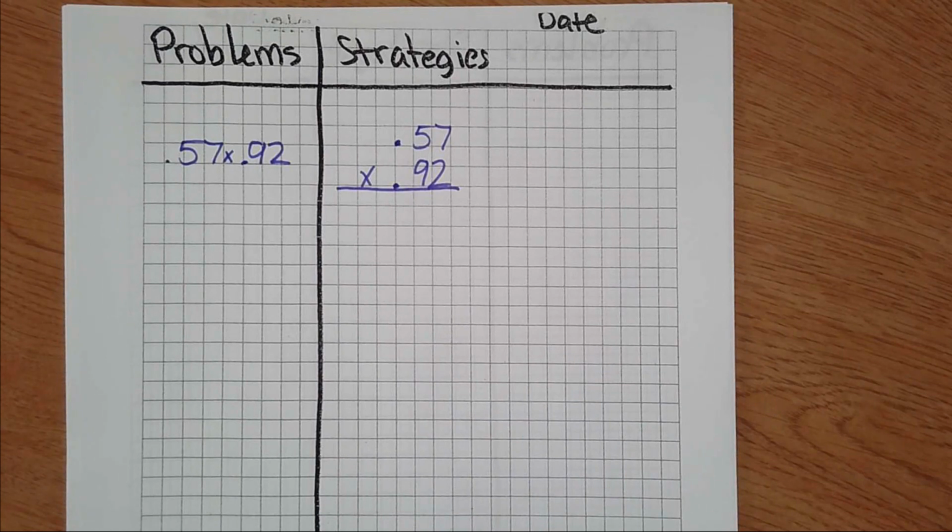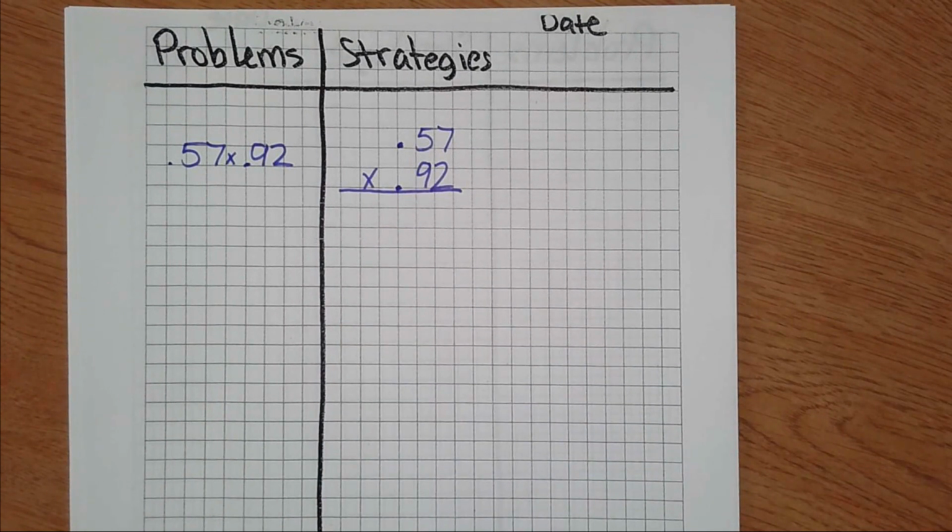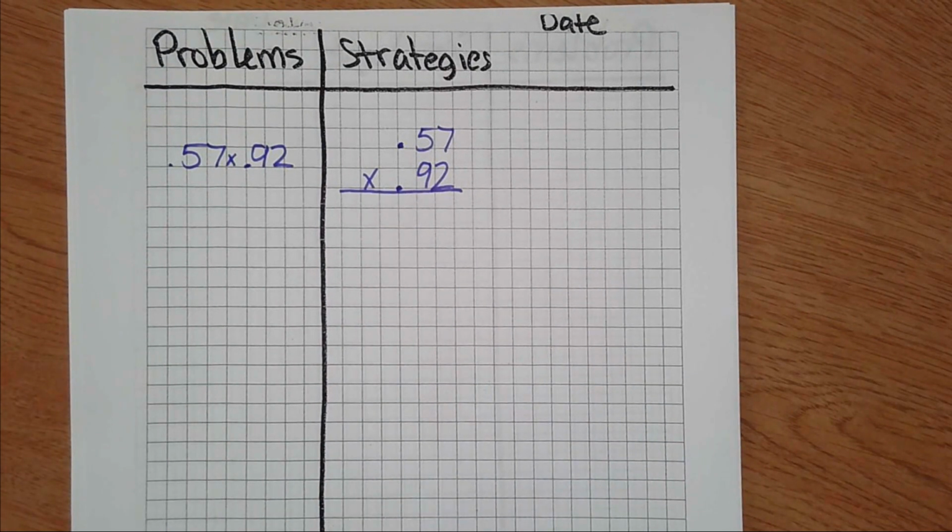Yeah, just multiply them as if it's 92 and 57. Ignore the decimals for the time being. We don't put anything down in the answer like if we were adding or subtracting. So let's multiply this as is without worrying about the decimals. Someone walk us through the first two steps.